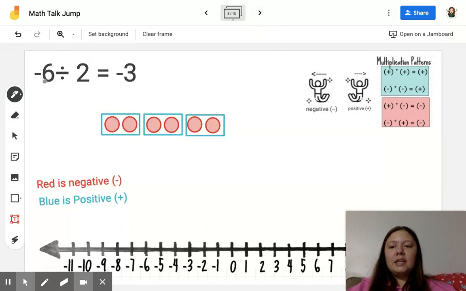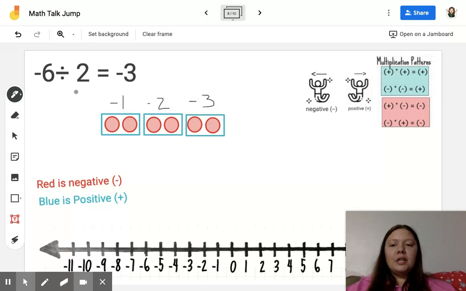Here we've got negative 6 divided by 2. All right, so I would start with my negative 6, so I would draw my negative 6 circles here, so they're red. And I need to split them into positive groups, so I split those into groups of positive 2. All right, but there's negatives in those groups, so that would make it a negative group, right? That's negative 1, negative 2, negative 3, because that's a group with negatives in it.